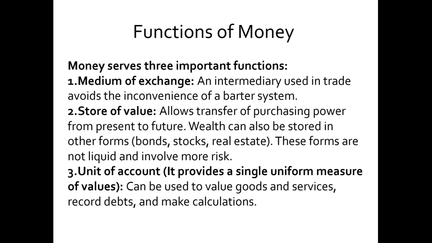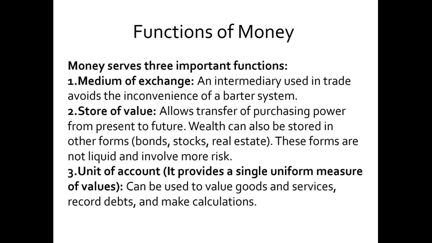So if you want to buy a chair and if you have a table, then the other person must need a table in order to sell his or her own chair. So that's a problem of barter system. So money solves this problem by providing this function, that is medium of exchange.